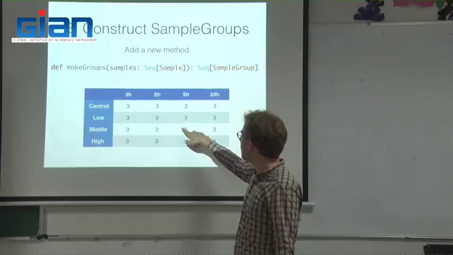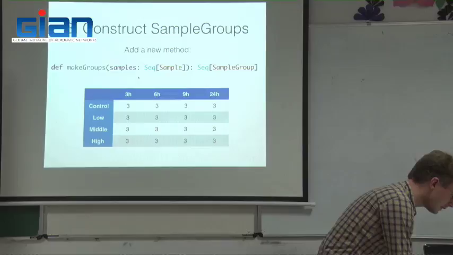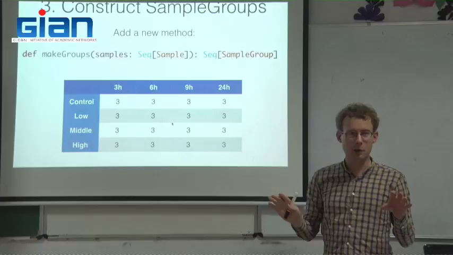Middle dose 9 hours has to be paired with control dose 3 hours, and so on. So the controlled samples are shared across the columns here. So we have to construct this kind of grouping in the right way. There's a class in the file somewhere called sample group, which is intended for this purpose. But I didn't write the code to construct the sample groups. So we have to write the algorithms to build the sample groups.